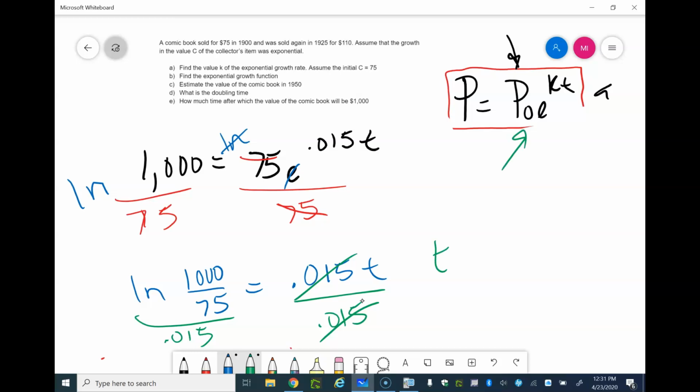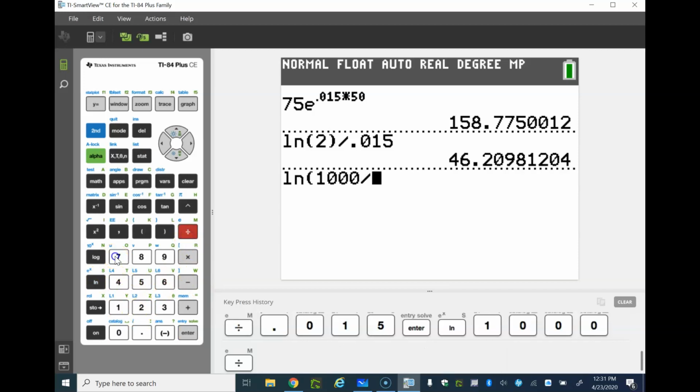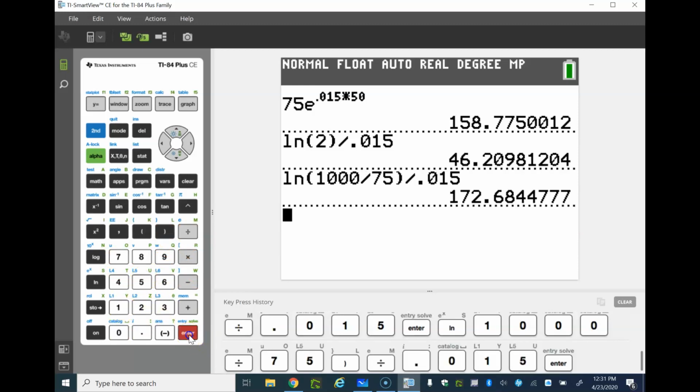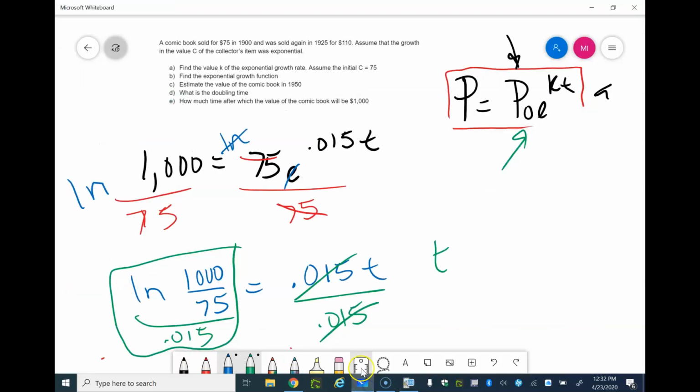So t is going to be equal to all this when we put it in our calculator. ln of 1,000 divided by 75, and then this is going to be divided by 0.015. So it's going to take about 172.7 years before we see this comic book reach 1,000.